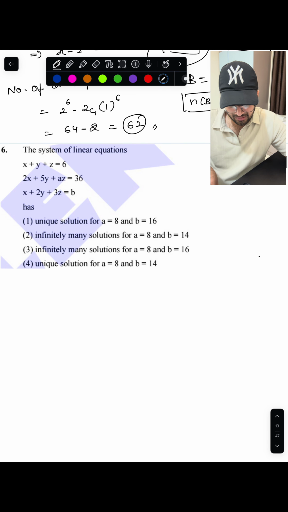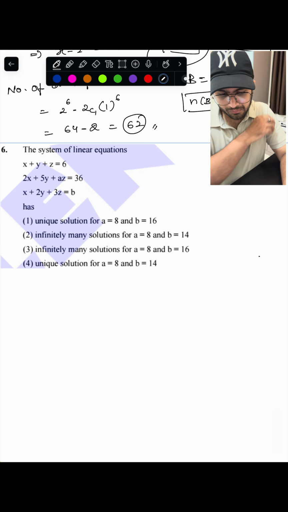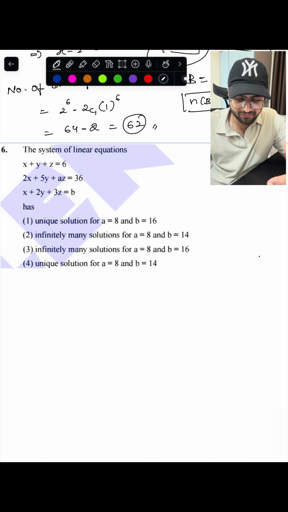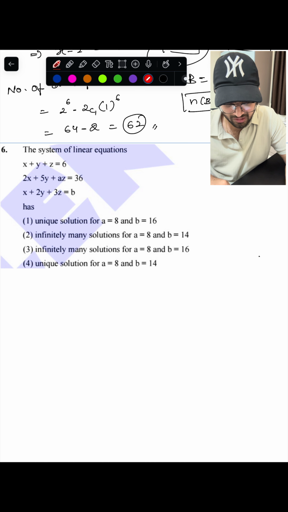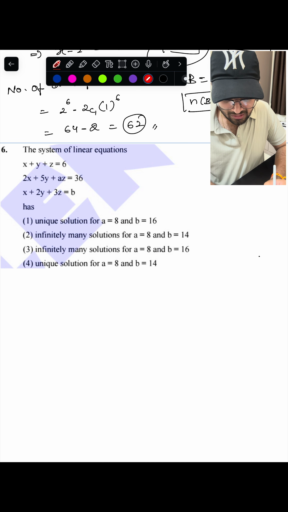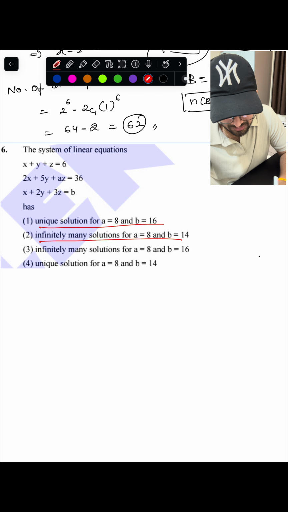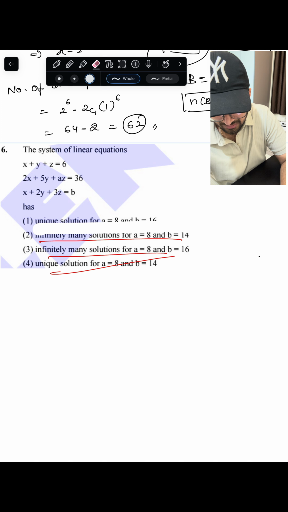Let's see the 6th question. So let's move to the 6th question. It's a very standard question. Every paper has this question in matrices, system of equations. So now 3 systems of equations are given. Now you need to find which one of the options is correct. Done?